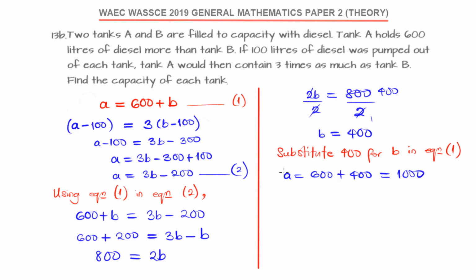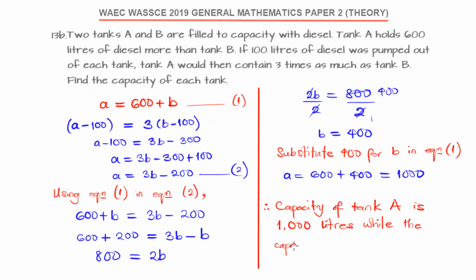So just interpreting this question and expressing it in mathematical form has helped us to evaluate the value of B and A. So we can say the capacity of tank A is 1000 liters, while the capacity of tank B, as we have calculated it from the question, is 400 liters. And that is the solution to this problem.